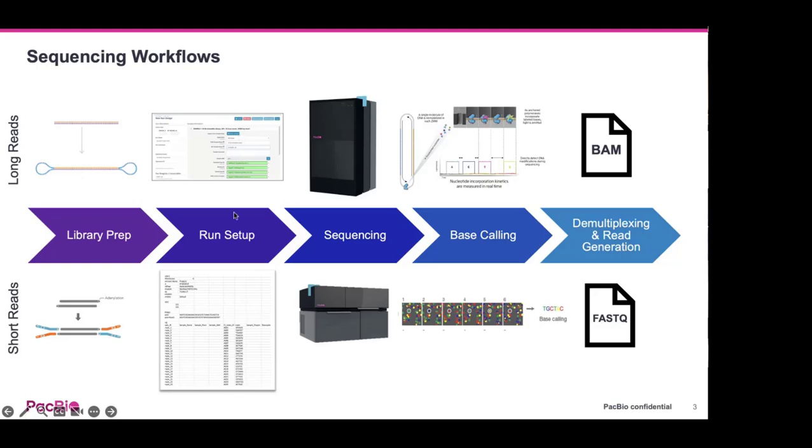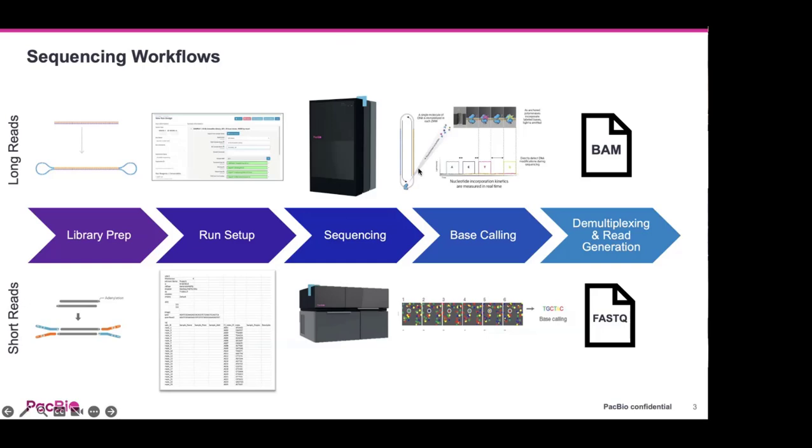And so you'll be defining things like number of cycles, like is this going to be a 2 by 150 run? I guess the technically correct terminology is 150 by 150 if you're doing paired end. How many index bases am I going to sequence, things like that. Also defining the barcode sequences that you're attaching to each sample that you've loaded into your sequencer so you can demultiplex them later into separate files.